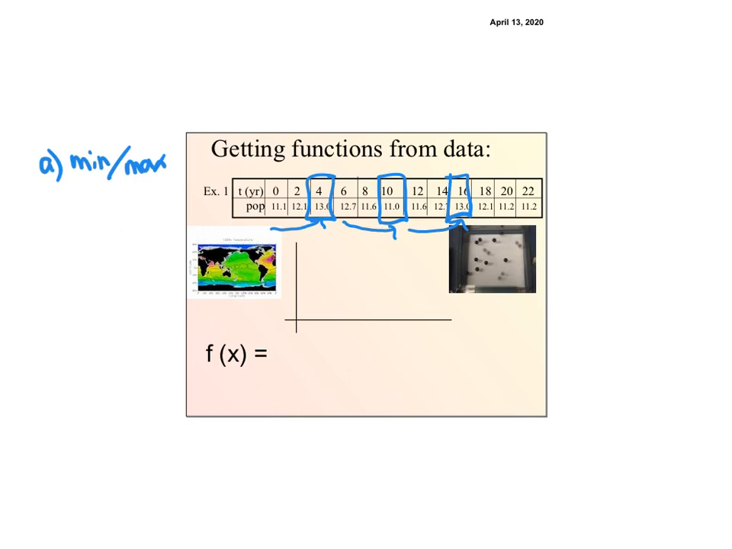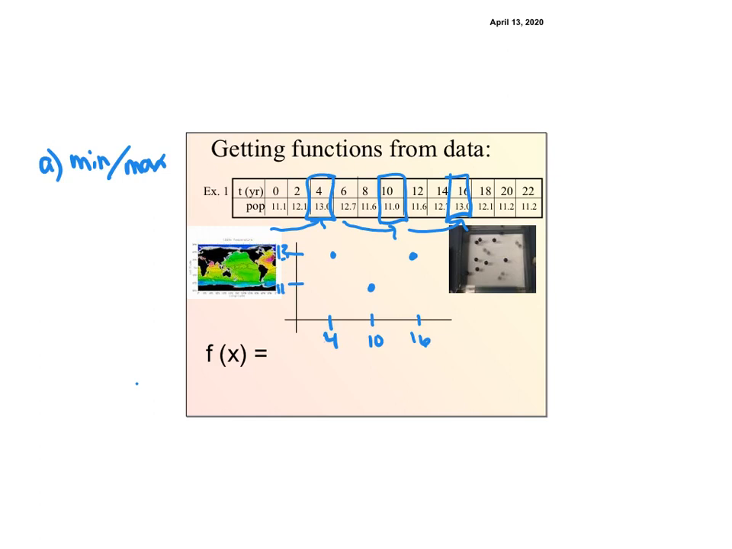So let's graph that. We'll just kind of eyeball it. Let's make that a little smaller. Year 4 is here at 13. And year 10 is down at 11. And we've got year 16, once again, back up to 13. Okay, so that's our start.